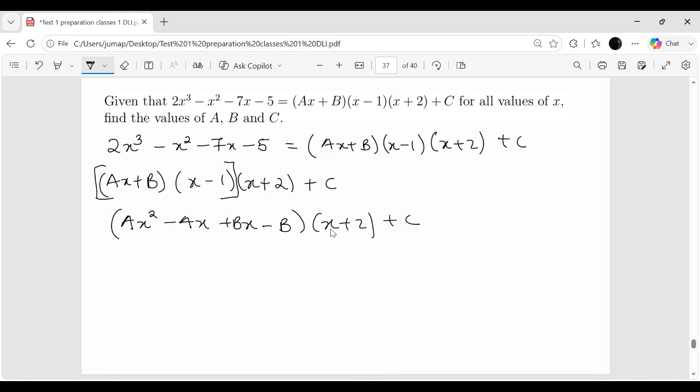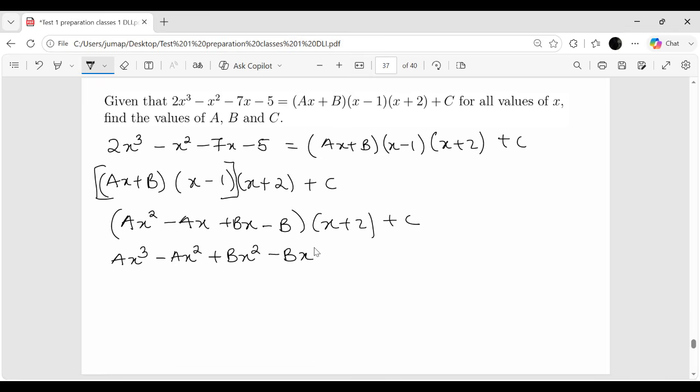So this one, x is going to multiply with everything here, and the 2 is going to multiply with everything here. That is too much. So let us get the smaller one, then multiply with everything. So x times this one here is going to be ax to the power 3. Then x times ax, it will be ax squared. Then x times bx is going to be plus bx squared. Then x times the b is going to be minus bx.